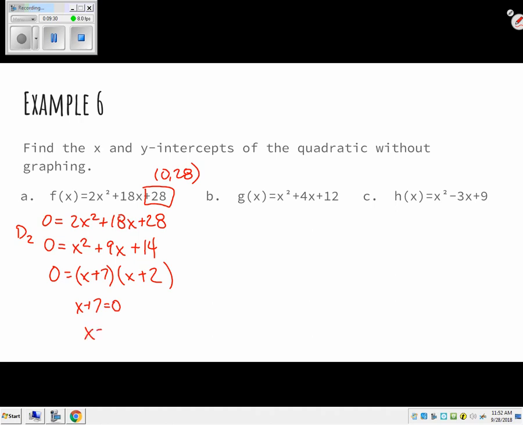So subtract 7 from both sides, I get -7. Subtract 2 from both sides, oops, x plus 2, sorry, equals 0. Subtract 2 from both sides, x equals -2. So this graph would go through the x-axis at (-7, 0), (-2, 0), and it would go through the y-axis at (0, 28). I'm not going to work too hard on this, being able to go back and factor right now. I want to focus on graphing, but I did want you to see this.